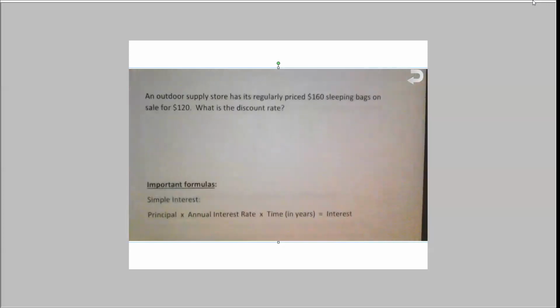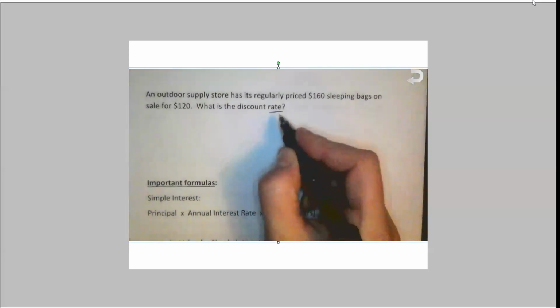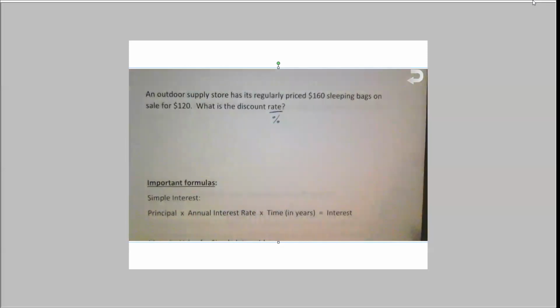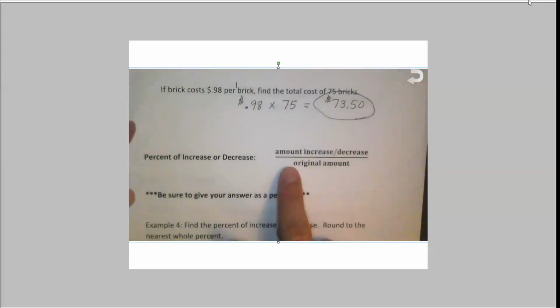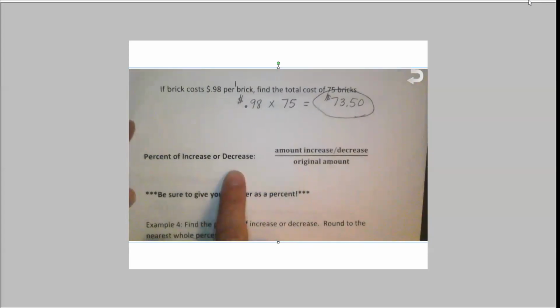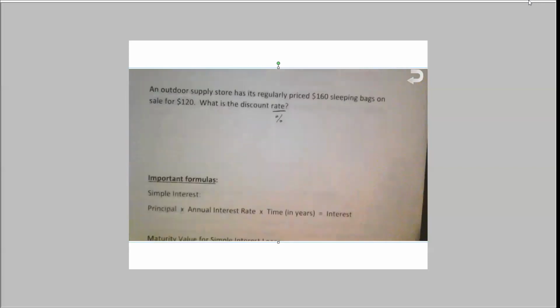All right, here's another question. An outdoor supply store has its regularly priced $160 sleeping bags on sale for $120. What is the discount rate? Now, this word rate means I'm looking for that percent that's off, okay? What is that discount rate? So you can think of that in the same way that we calculated that percent of increase or decrease. That sleeping bag went down in price, okay? So that's going to give me a percent of decrease.